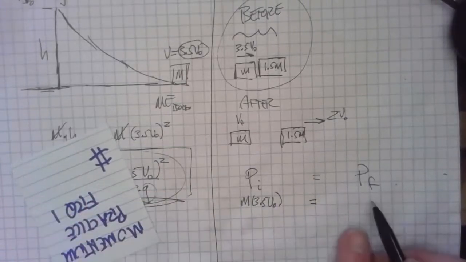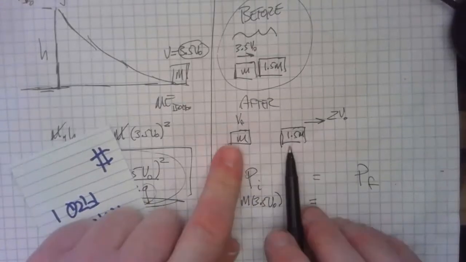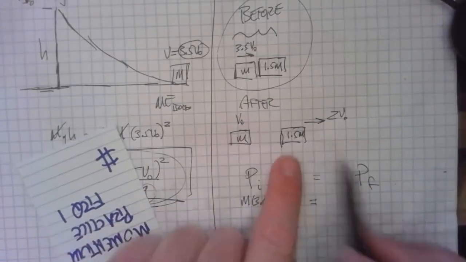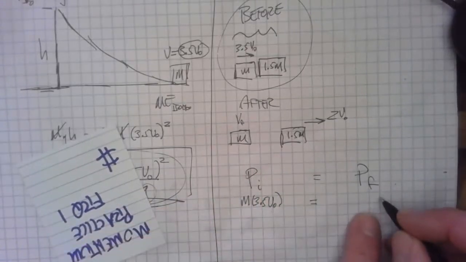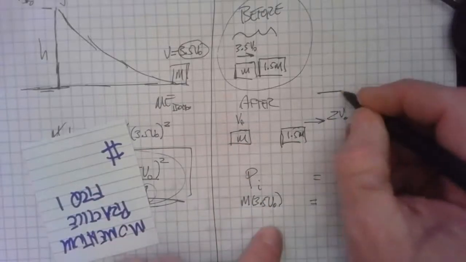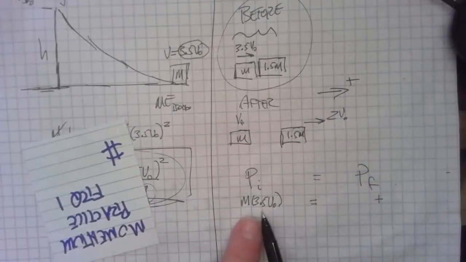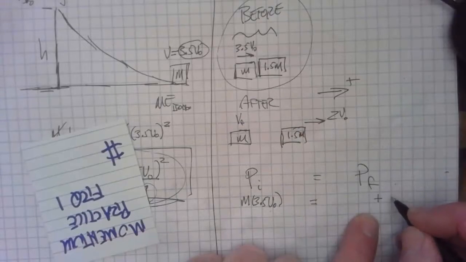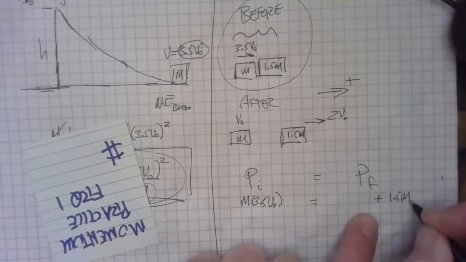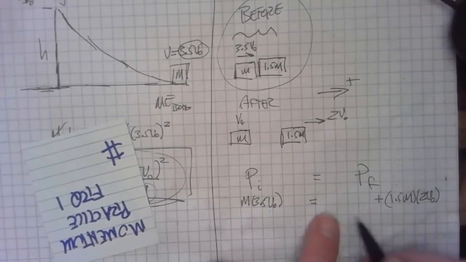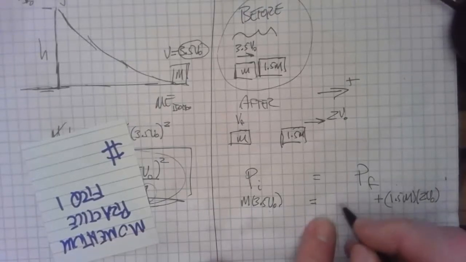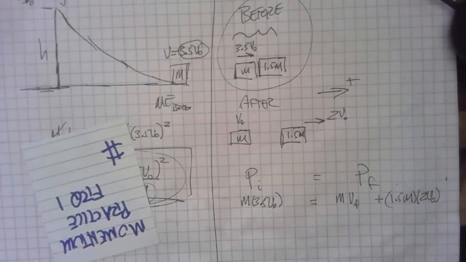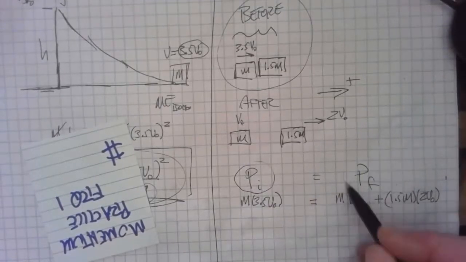That has to equal the momentum afterwards, which has two objects. I know one of them is positive, because we're assuming right is positive, so positive 1.5 M moving at 2 v0. The little guy, all I know is it has mass M. I don't know how fast it's going. That's what I have to find. So it all comes from the conservation of momentum.